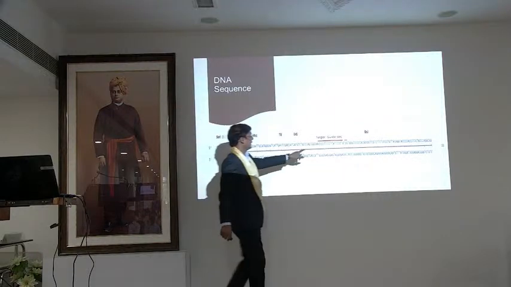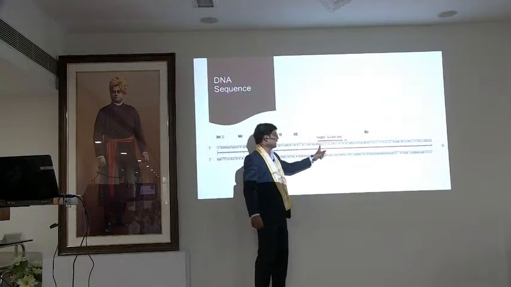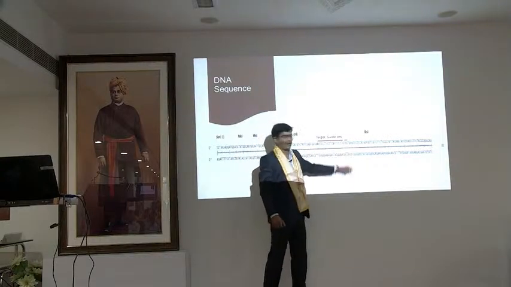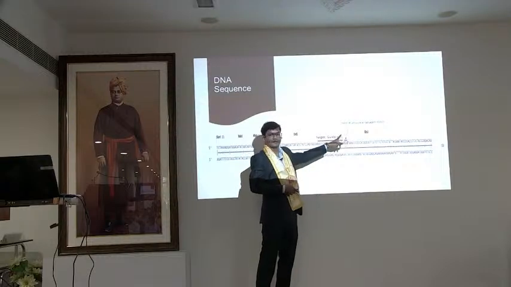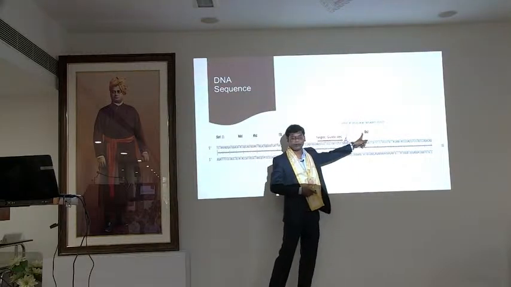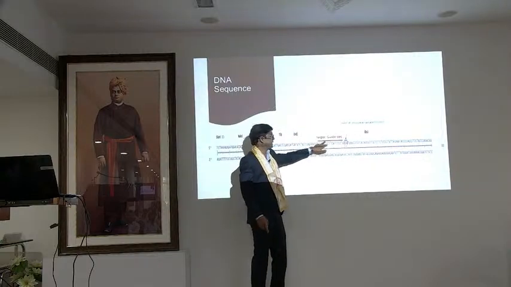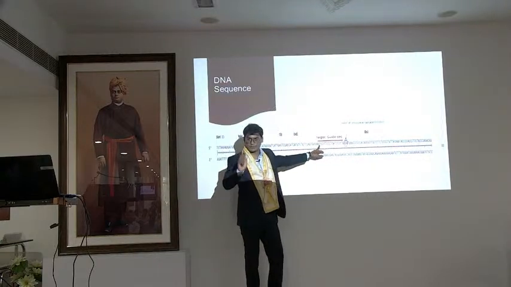So from here, these are the full 20 nucleotides of DNA, and from here you will create the RNA's address, and this is your answer. This is called PAM, protospacer adjacent motif. So in molecular biology terms, this target sequence is called protospacer.